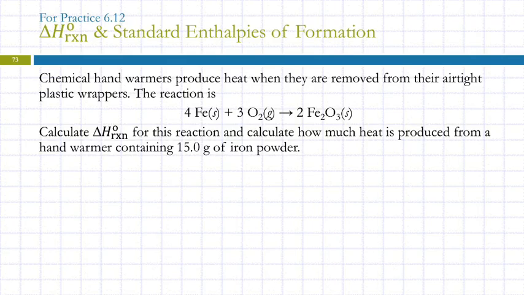Chemical hand warmers produce heat when they're removed from the airtight plastic wrappers. So here's the reaction: iron reacting with oxygen to form Fe2O3. Calculate the standard heat of reaction and calculate how much heat is produced from a hand warmer containing 15 grams of iron powder.